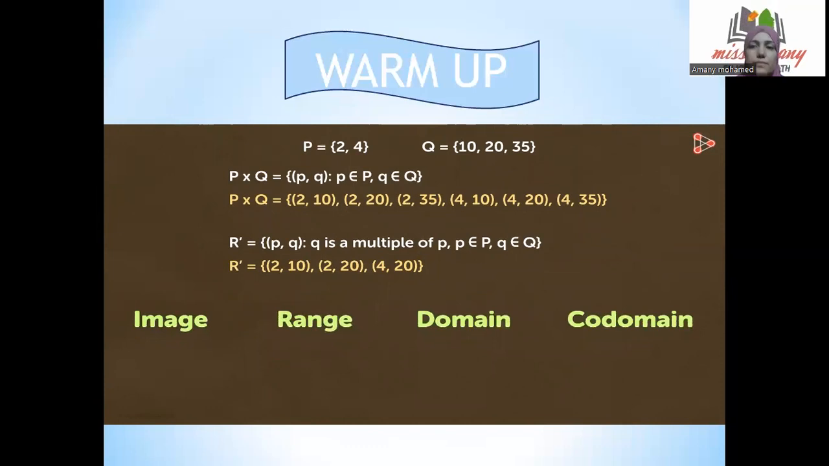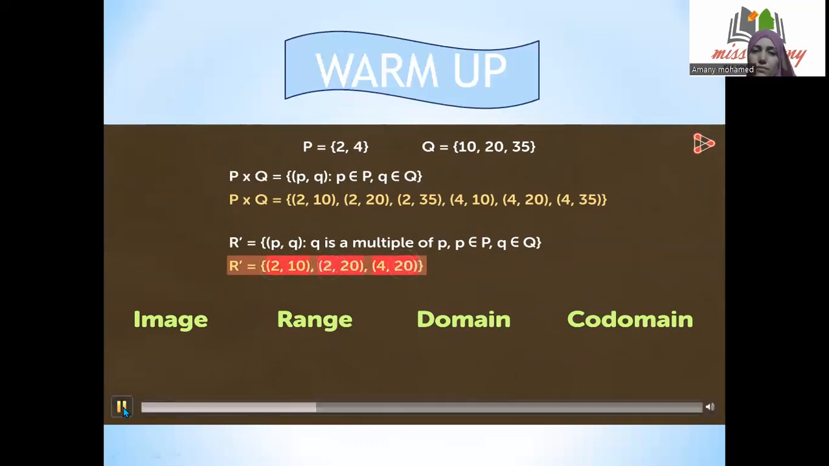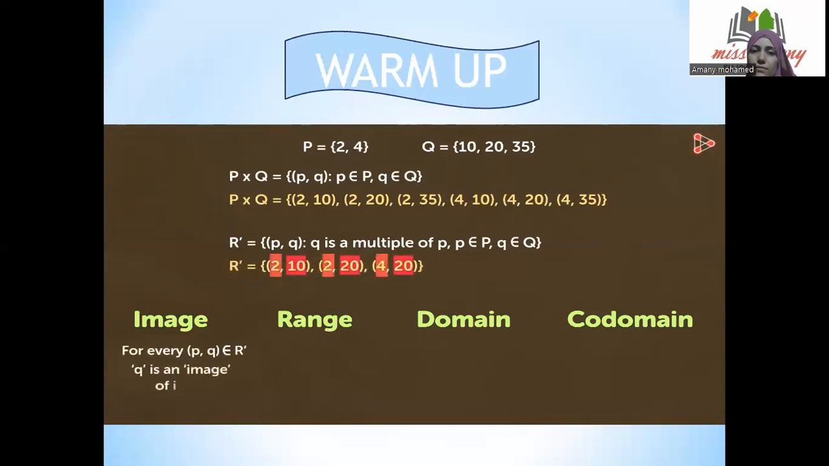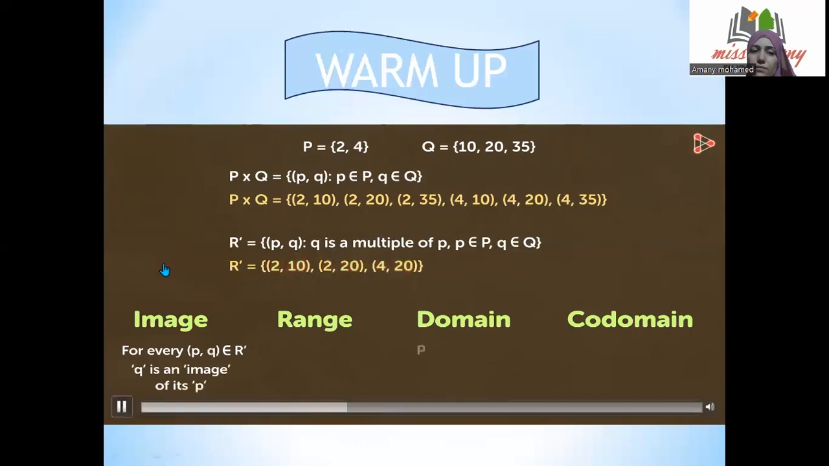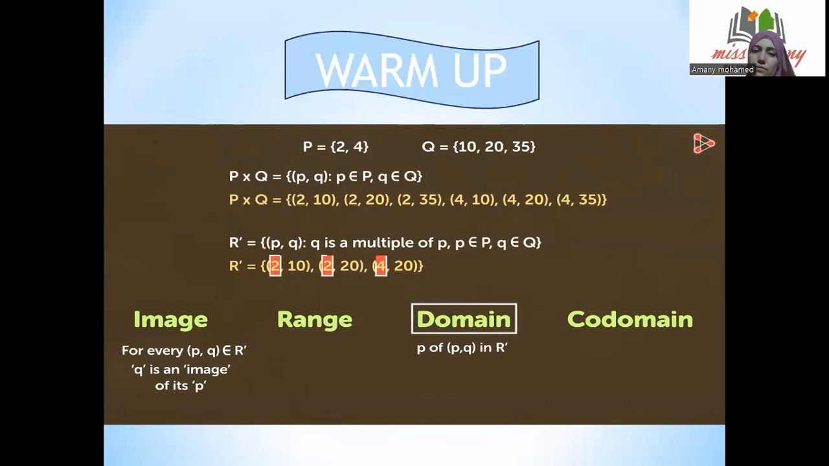We know that the set R dash has 3 ordered pairs: (2, 10), (2, 20), and (4, 20). Here we can say that 10 is an image of 2, 20 is an image of 2, and 20 is an image of 4. Every Q in set R dash is an image of its P. The set of all P in the ordered pairs (P, Q) in set R dash is called the domain, or the set of the first elements of all the ordered pairs. So the domain contains the elements 2 and 4.